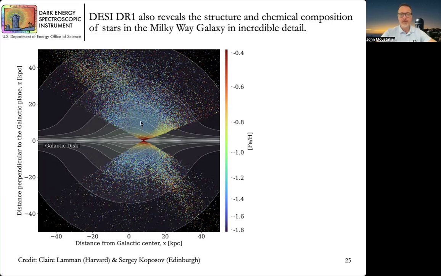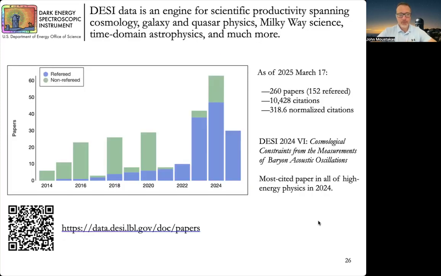And each point here is a star color-coded by its abundance of iron. So red are more metal-rich or iron-rich stars. Blue and purple are more metal-poor, iron-poor. And so this is beginning to map out, for example, the composition gradient in the Milky Way galaxy, as well as other structures like accreted dwarf galaxies and other stellar streams. Really exciting.